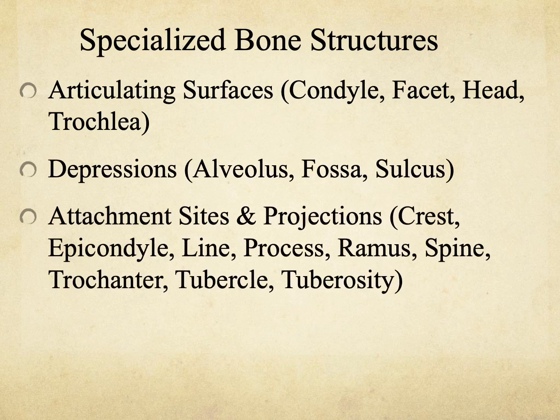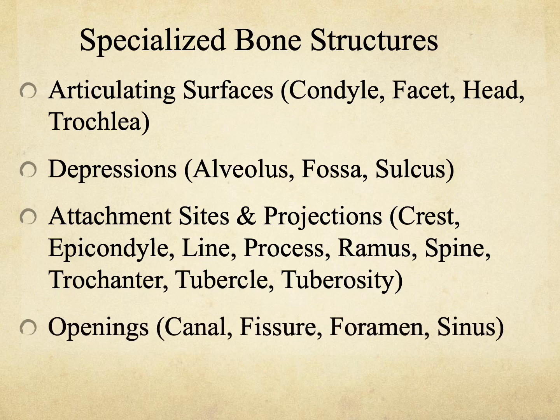sulcuses, attachment sites and projections such as crests, epicondyles, lines, processes, rami, spines, trochanters, tubercles, and tuberosities. The difference between each one of these is about the size of the projection or attachment site and the robustness of the attachment site or projection, which is based off of how many things are attaching onto it and what is the strength necessary to resist the physical lines of pull that those attachments happen to have on the bone.